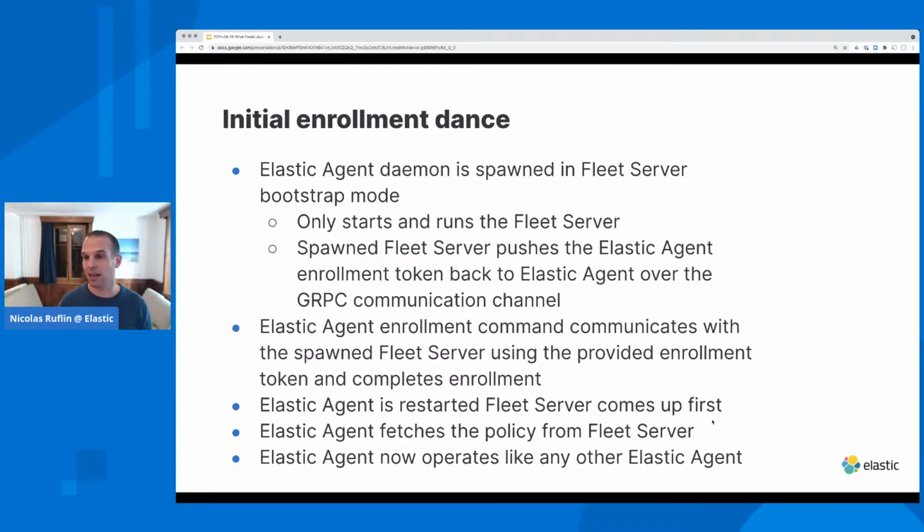Then the Elastic agent calls the enrollment command, communicates with that fresh Fleet Server, and completes the enrollment. At that moment, when the enrollment is completed and has been persisted, the Elastic agent restarts itself and comes up with the new configuration, including Fleet Server. It fetches the policy that it needs and then just operates like any other Elastic agent.